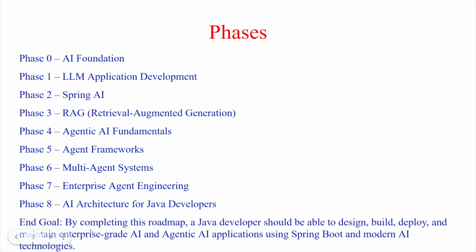To start, you will understand the AI fundamentals, only what is necessary, not what is Python or what is machine learning. Only the basic AI foundation that you as a developer, full stack, backend or any developer, really need to know. At the end of this roadmap, you will be able to build, design, deploy, and maintain AI and agentic AI applications using Spring Boot and modern AI technologies, and you won't have to do everything manually.